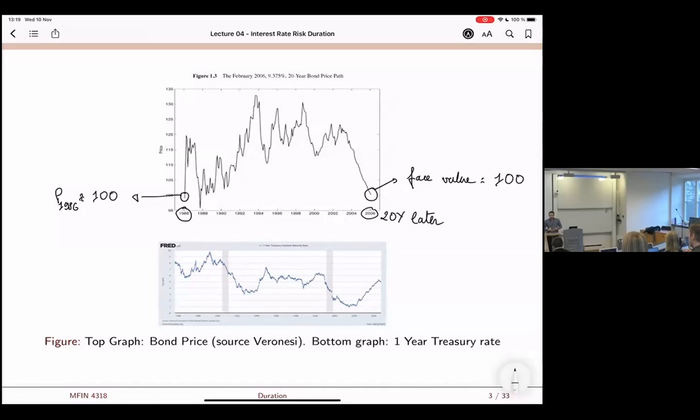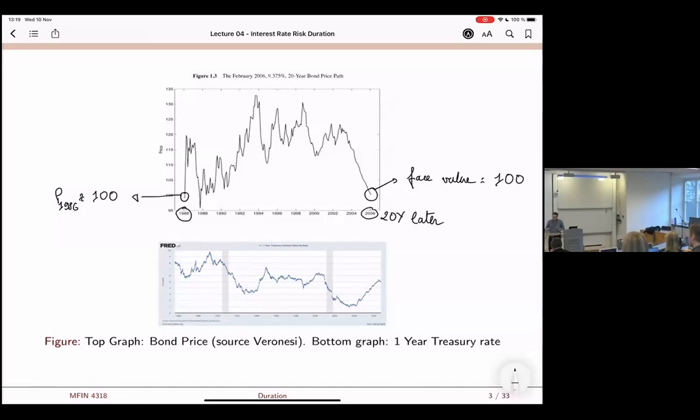Okay. Now, what's important here is, what is the value of this bond along this path that we see from the date it was issued to the final date, right? And what you see is that this price fluctuates quite a lot, right? It can go up and it can go down, and you see that here the fluctuations were quite extreme in a sense.